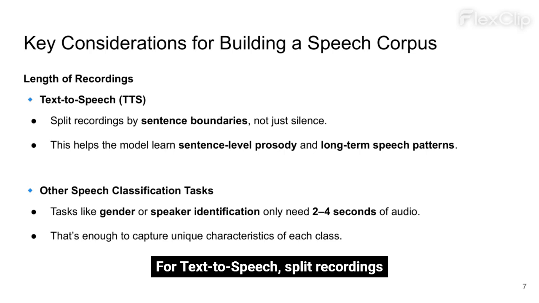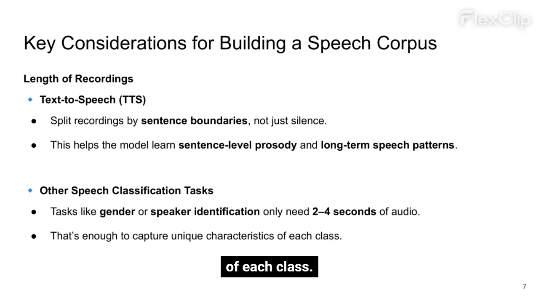For text-to-speech, split recordings by sentence boundaries, not just silence. This helps the model learn sentence-level prosody and long-term speech patterns. For other speech classification tasks, like gender or speaker identification, only 2 to 4 seconds of audio may be sufficient to capture the unique characteristics of each class.